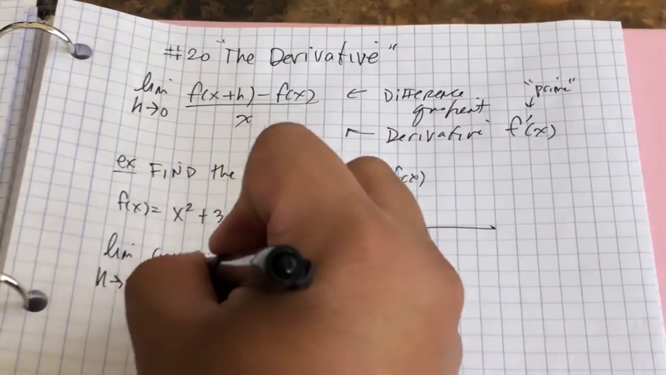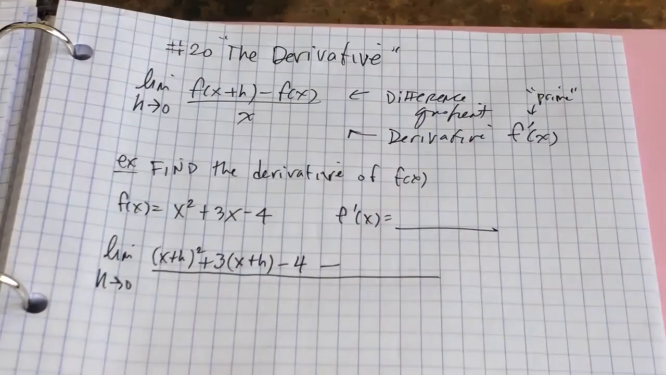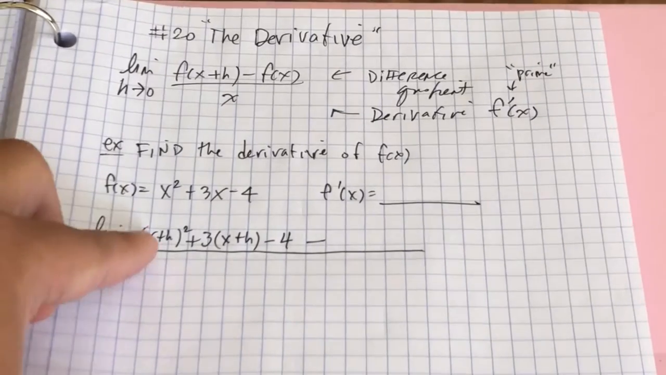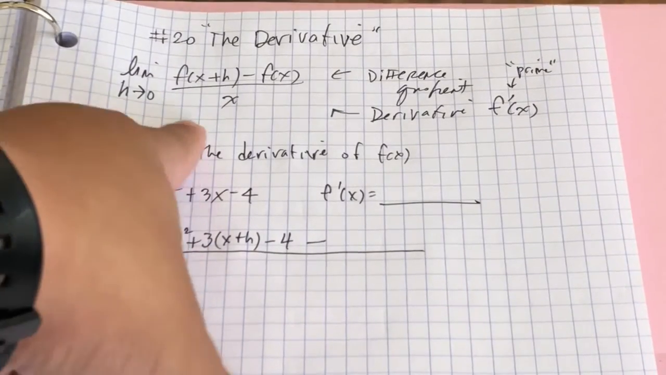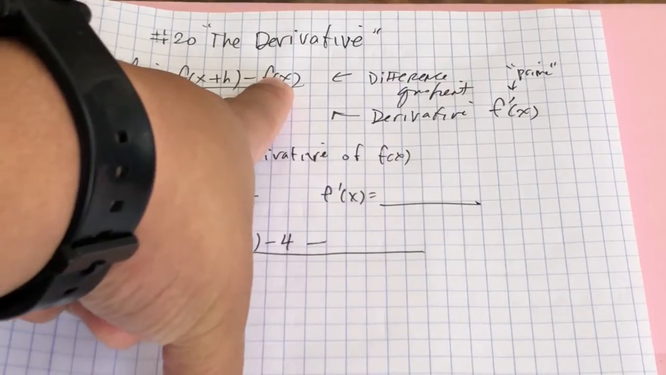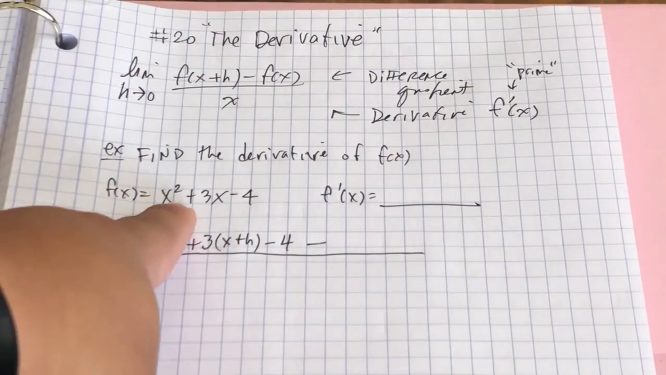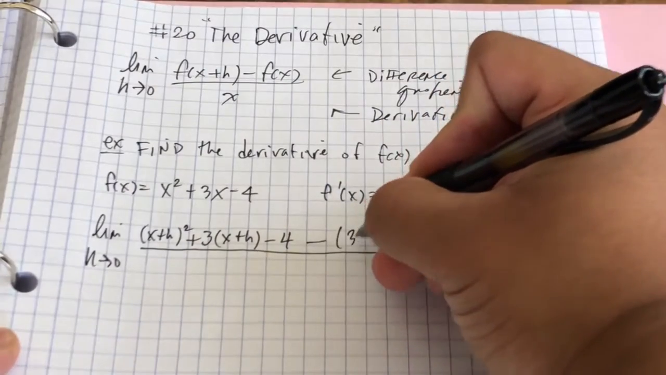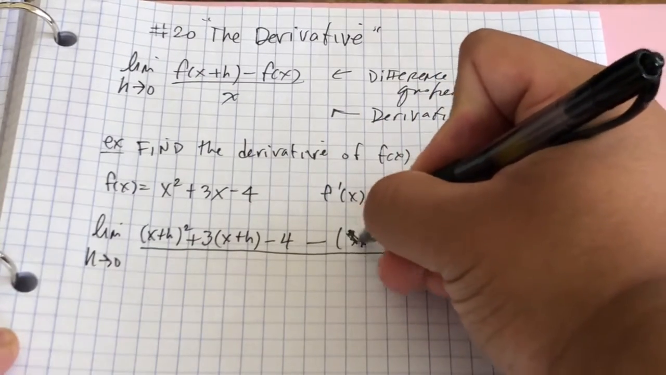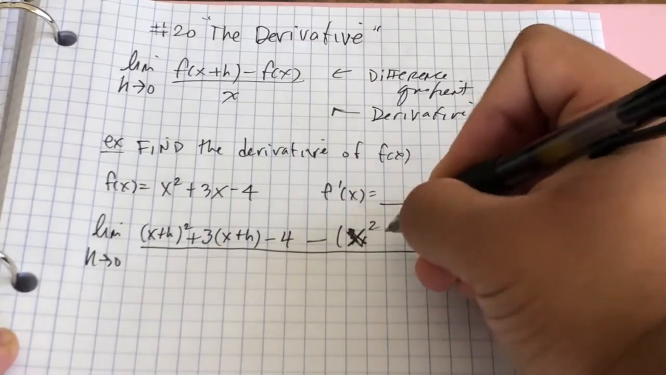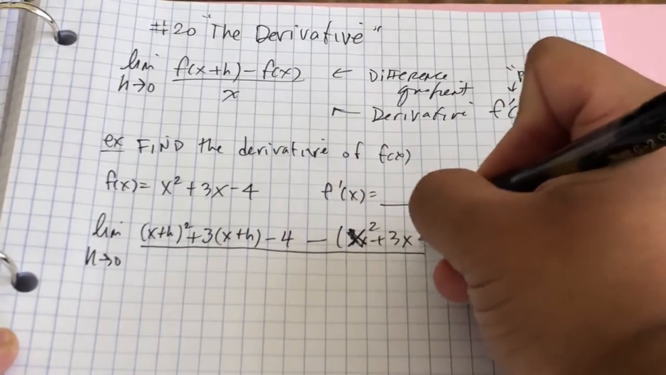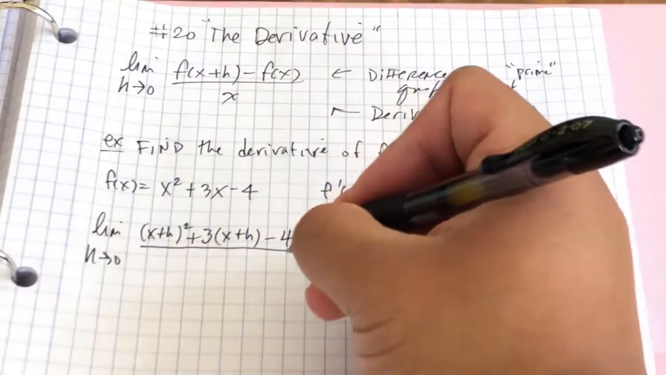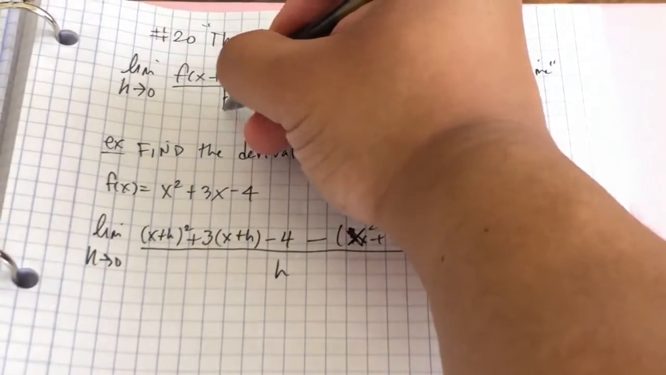Minus. Again, there's a big fraction here, what you should have done on last night's homework. Minus, so again, we're following this. This is f of x plus h right here, minus this big f of x, which I'm going to literally plug all the way over here. Now, to be super safe, I like to put parentheses. I'm doing it in pen too: x squared plus 3x minus 4. Boom. All over h.